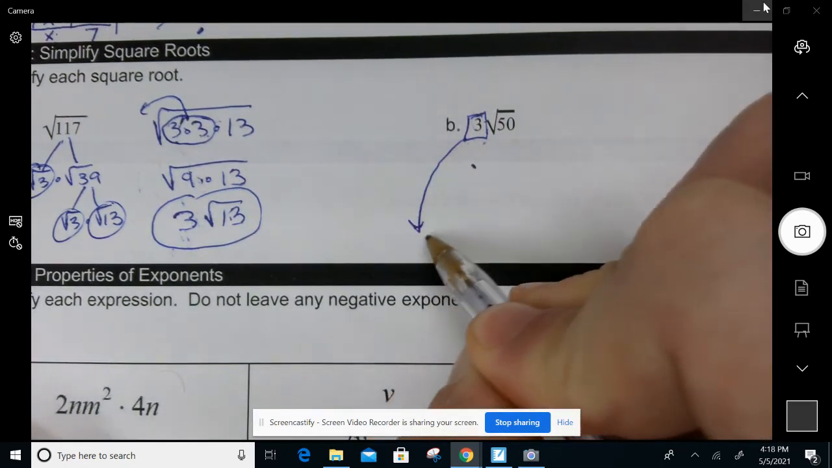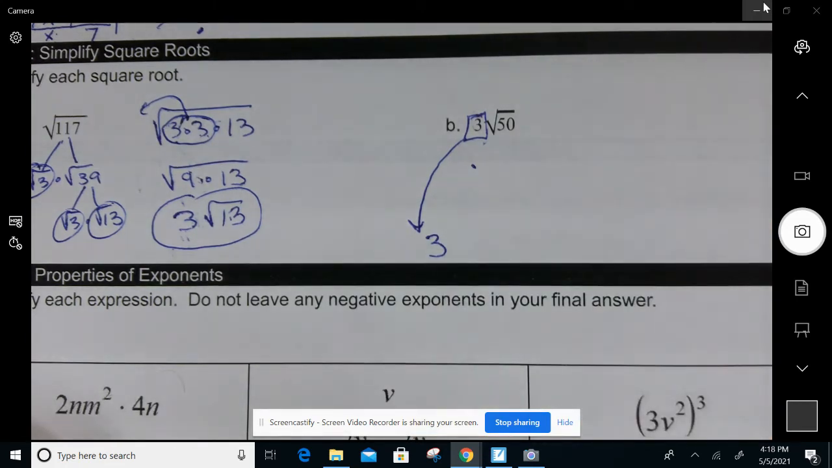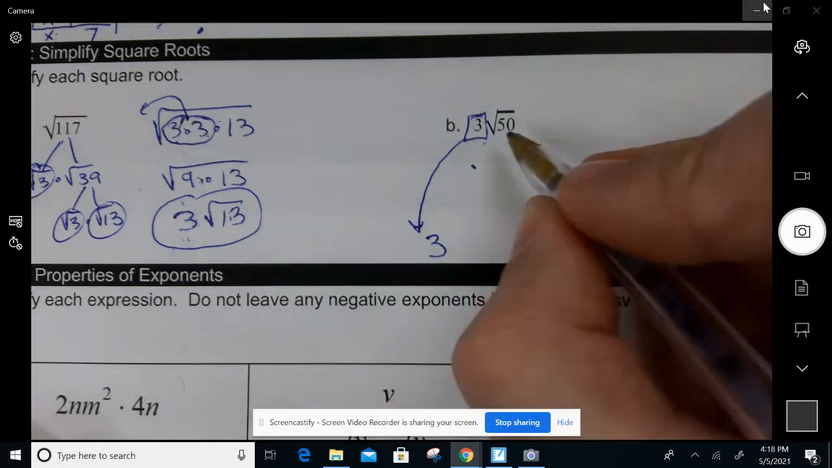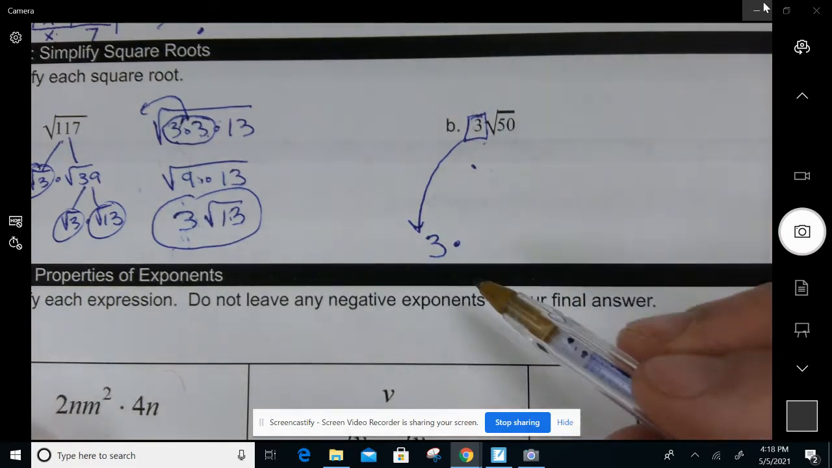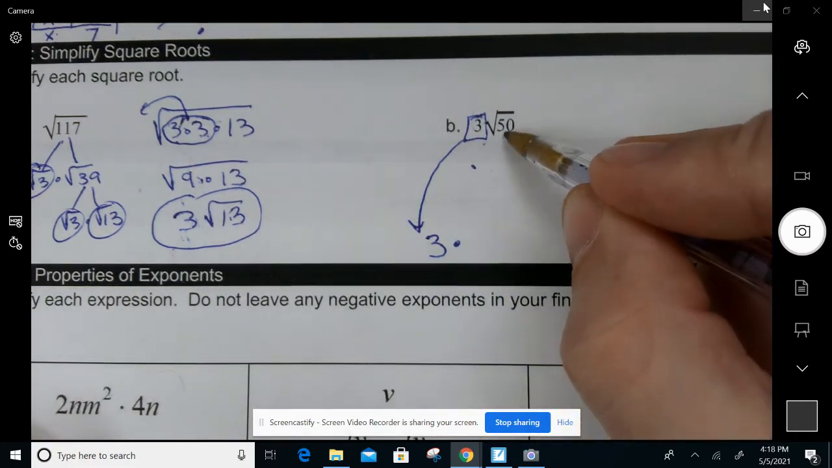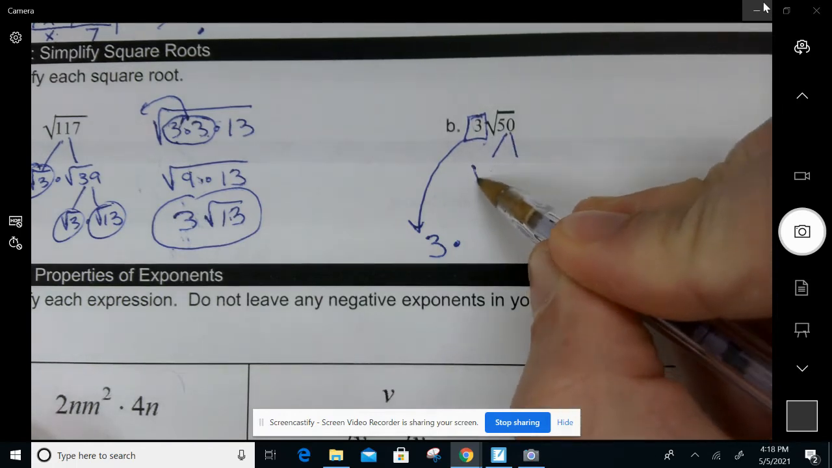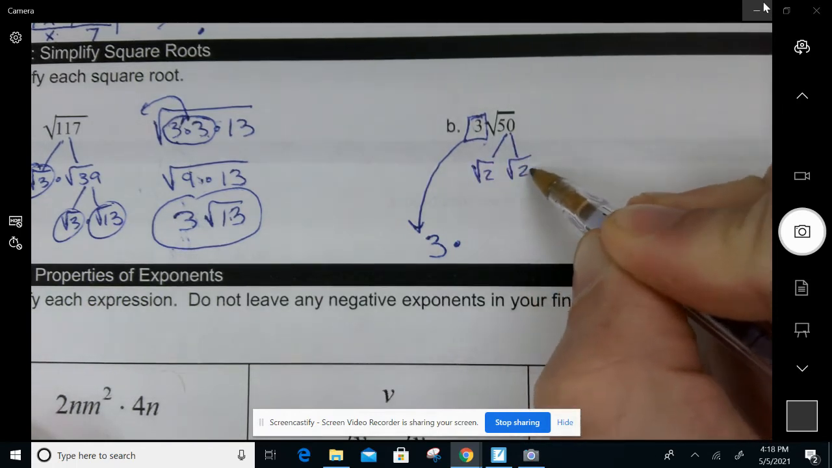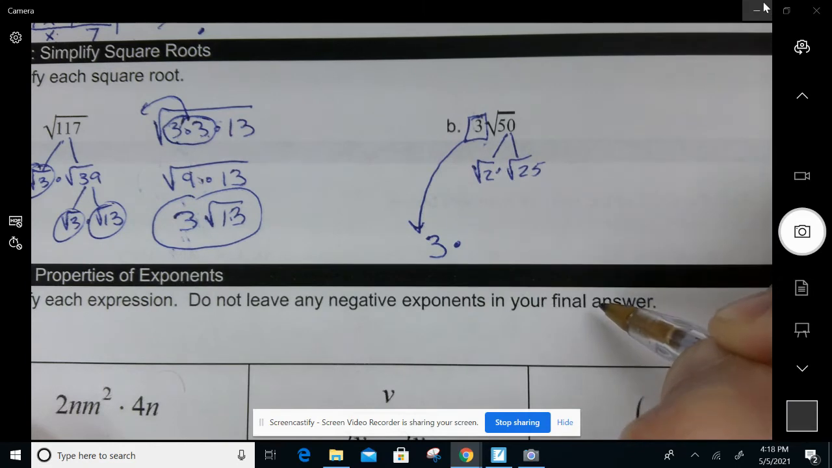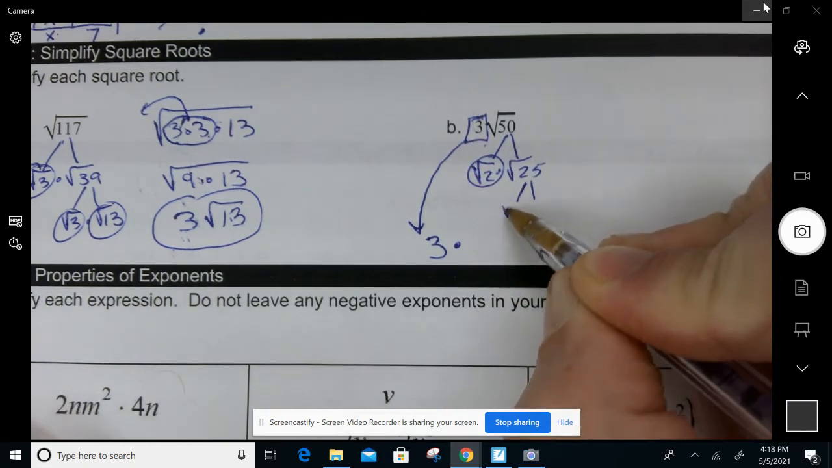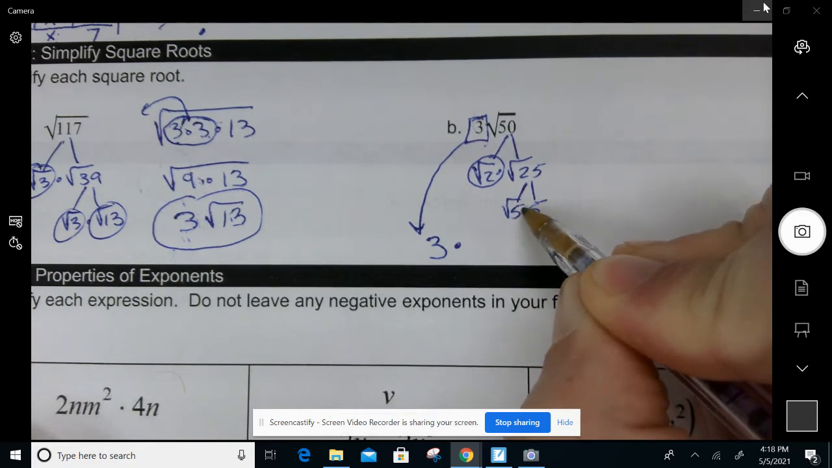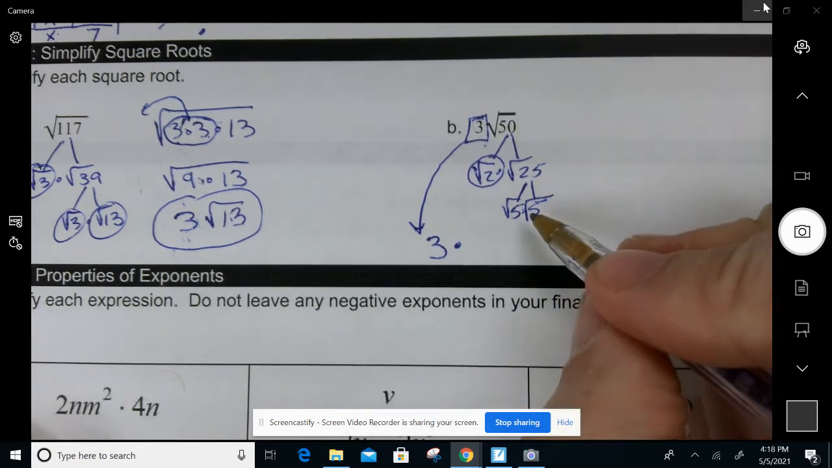We can bring it down to the bottom, and we'll deal with it. And by the way, it's multiplication in between 3 and the square root of 50, so we'll put a multiplication symbol there. But let's break apart 50. The most popular one would probably be 2 and 25. All right, 2 is prime. 25 can be broken into 5 and 5. All right, and those are both prime.